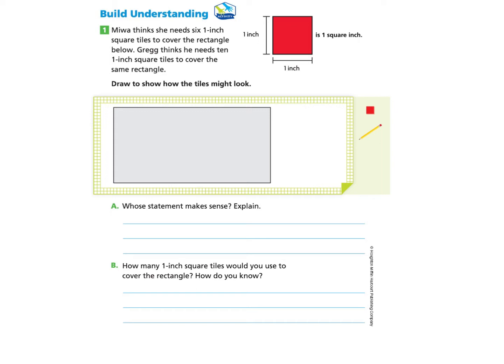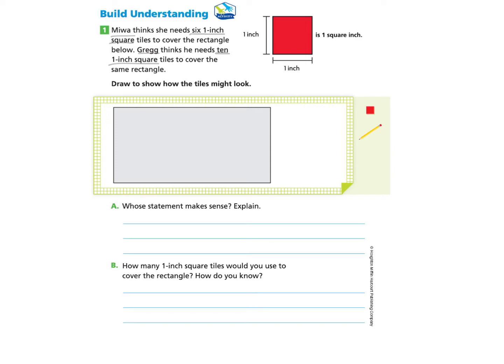Number 1, Miwa thinks she needs 6 1-inch square tiles to cover the rectangle below. So we're going to underline that she thinks she needs 6 1-inch squares. Greg thinks he needs 10 1-inch squares to cover the same rectangle. So we're going to underline what Greg thinks. Actually, I'm going to underline their names as well. Draw to show how the tiles might look.